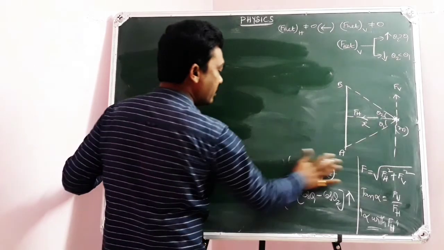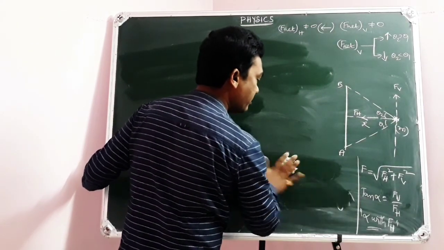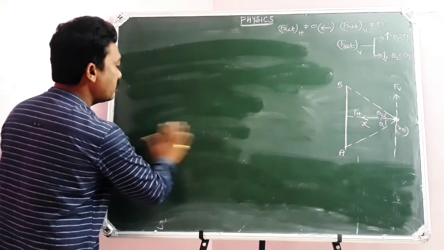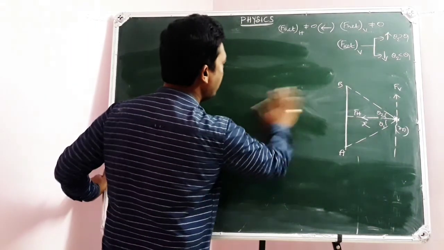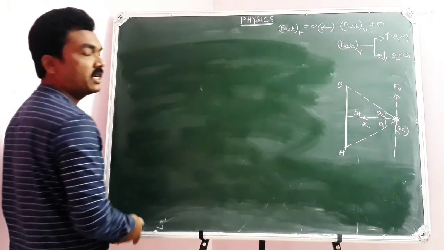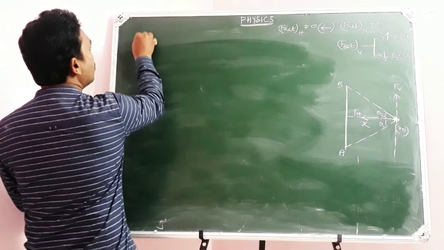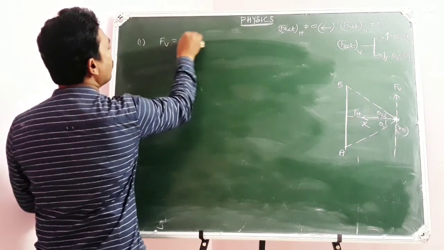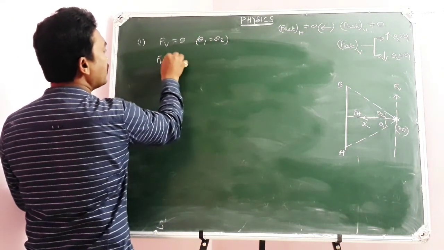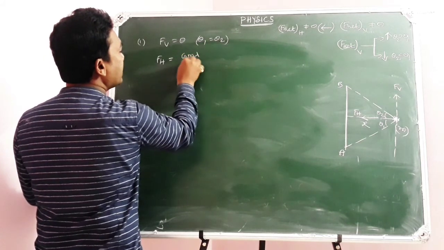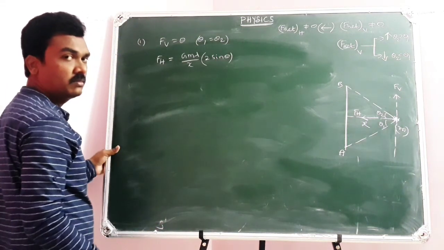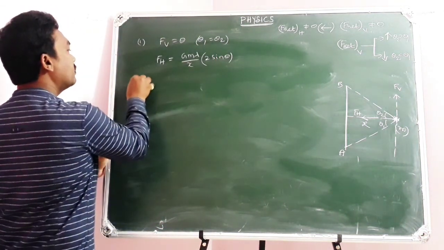Then, hope you are writing, Fv equal to 0, means net force in vertical direction will be 0. Fv will be equal to 0 because theta 1 equal to theta 2, you have to substitute in our formula. And Fh, the horizontal force, equal to Gm lambda by x into sin theta plus sin theta, which will be 2 sin theta. That's it. Next, second case.